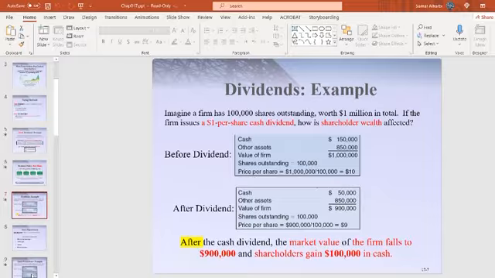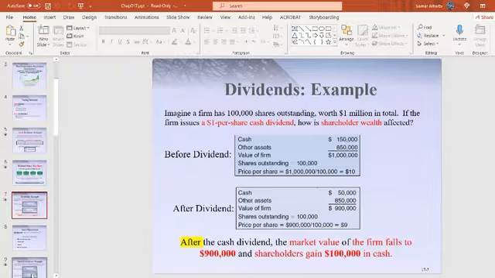Before. Now, what will happen after the dividends? Remember, we want to pay $1 for each share. How many shares do we have? 100,000. It means we need $100,000 to pay the shareholders. We will pay it from our cash because it was 150,000. Remove 100,000, we pay it in dividends. The remaining will be 50,000 here, right? Okay, assets. Nothing happened to the assets. So the total value will be 900,000, right?